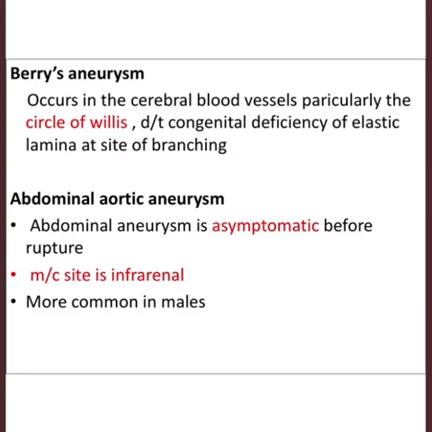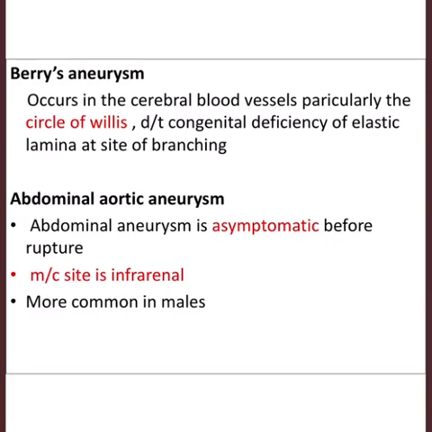What is Berry's aneurysm? It occurs in the cerebral blood vessels, particularly the circle of Willis, due to congenital deficiency of the elastic lamina at the site of the bifurcation. Elastic lamina holds the pressure in the arteries. Where it's deficient, the arterial wall gets ballooned and is known as an aneurysm.